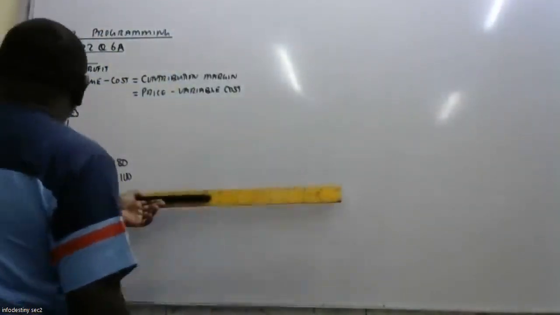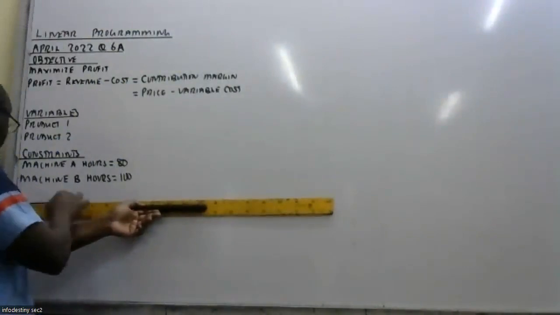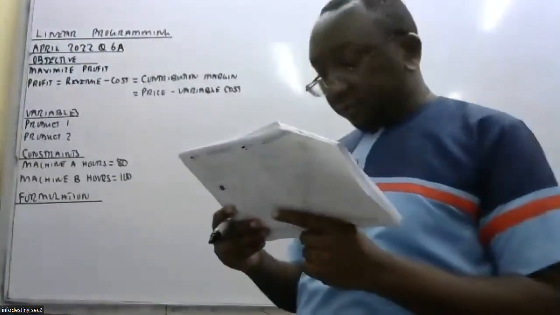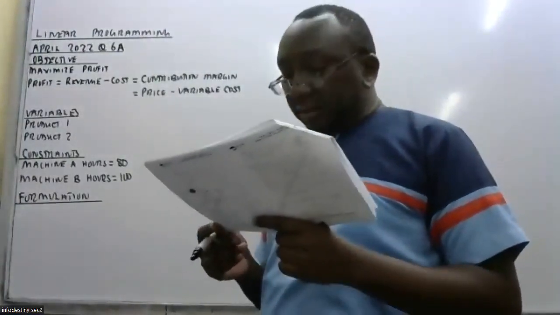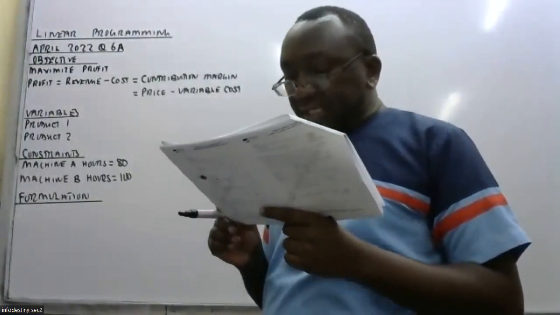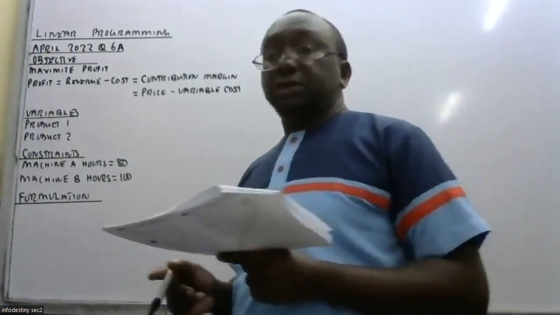Step number 4 is called formulation. Formulation is where you connect these profits, these variables and these constraints. You connect them using equations. First of all, because the examiner has not given us the contribution margins, we will need to compute.